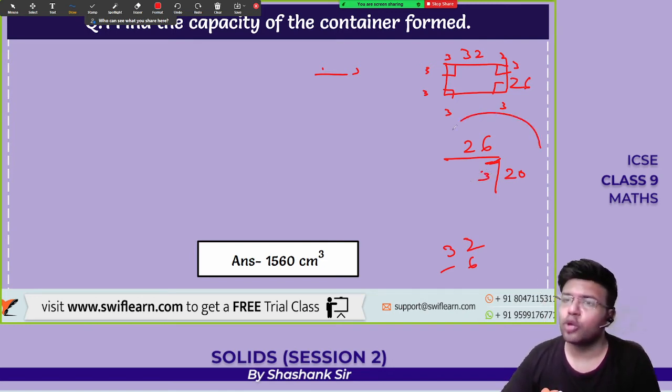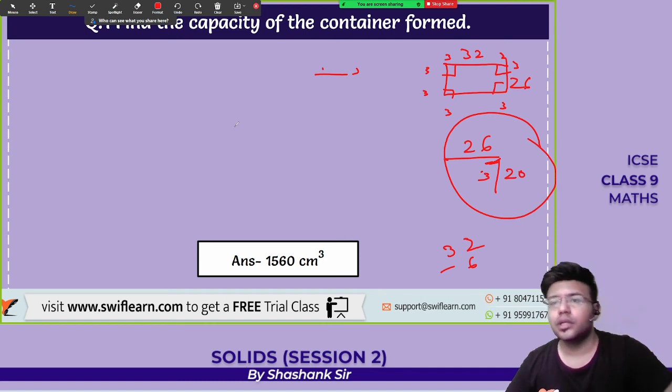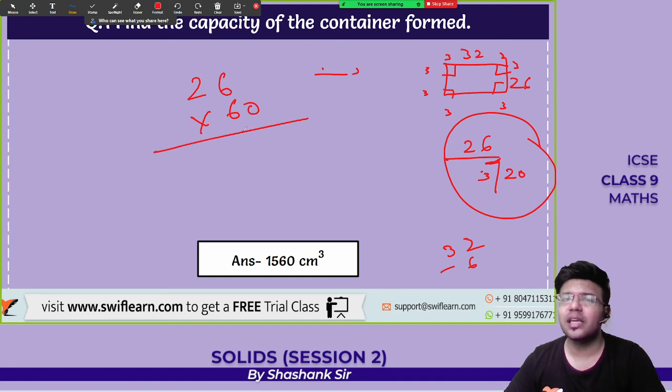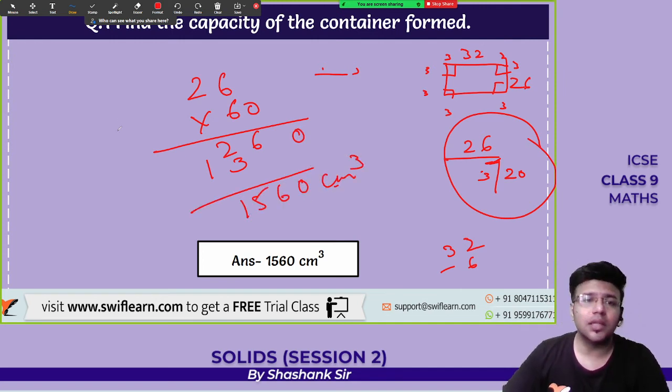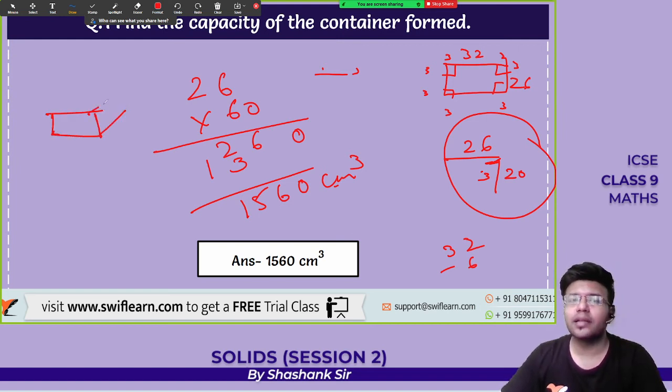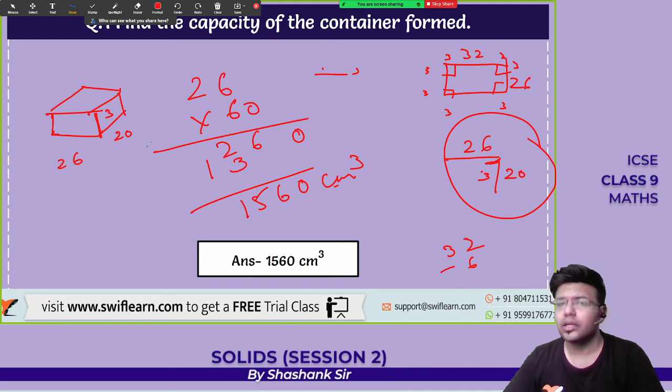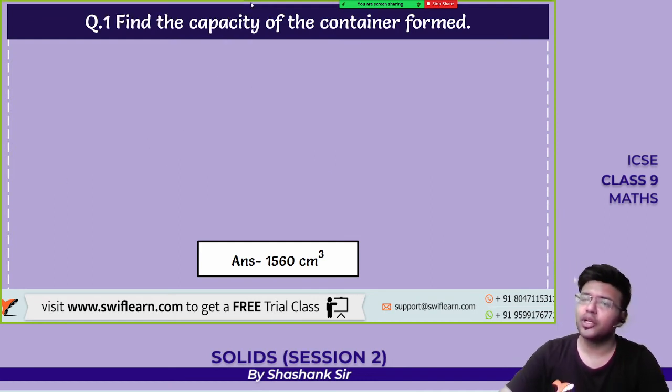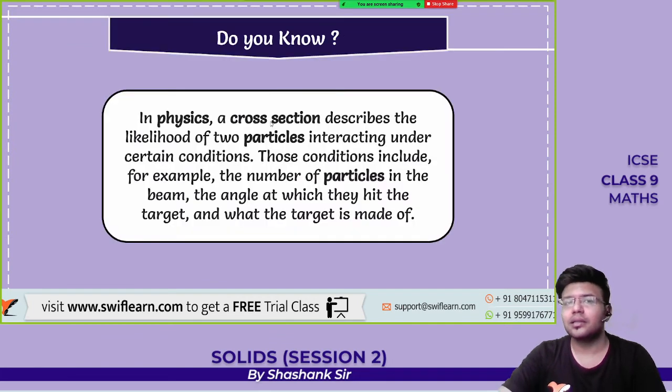Now the volume is 26 into 20 into 3. So 2 3s are 6, 26 into 60: 6 6s are 36, 6 2s are 12. Write the 0, add them, we get 1560 centimeter cube. This is the answer. See, when you cut, it will become like this, a box like this. This cut part is 3, this is 20, this is 26. So volume is length into breadth into height. You do this, you will get the answer.